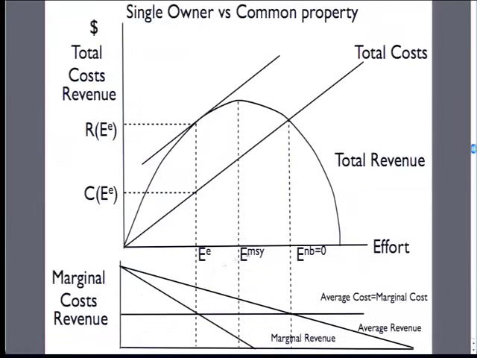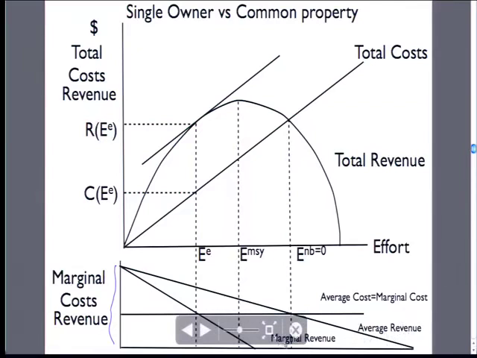This is looking at the single owner solution like a monopolist, like the graph that we did back in the theory of the firm and the monopolist. So down here we have curves for marginal revenue and marginal cost. We have marginal cost being flat and marginal revenue being this downward sloping line. We have average revenue and marginal revenue, and this is how we did a solution for the monopolist.